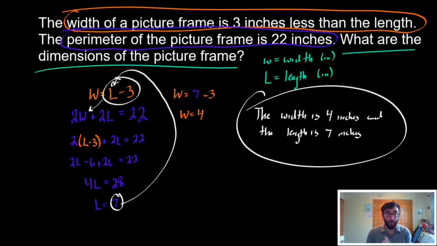All right, so once we went ahead and solved that problem, like I said, definitely primed for substitution. I ended up getting that the length of the picture frame was 7 inches. And then it's as simple as taking the information that, okay, the width is 3 inches less than that, so just subtract 3 from 7. That gets me 4. So the width of the picture frame was 4 inches, and the length of the picture frame was 7 inches, okay? So that is that problem. That's all I really wanted to cover.